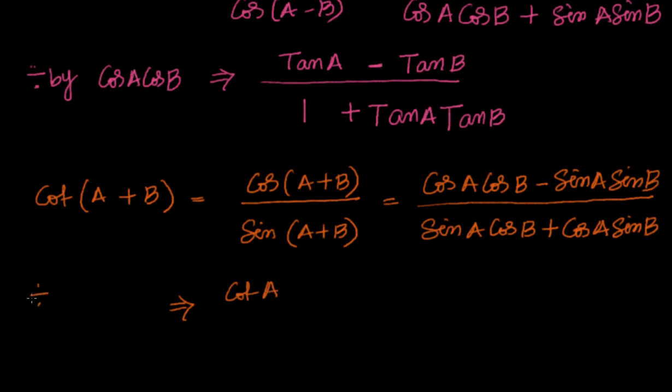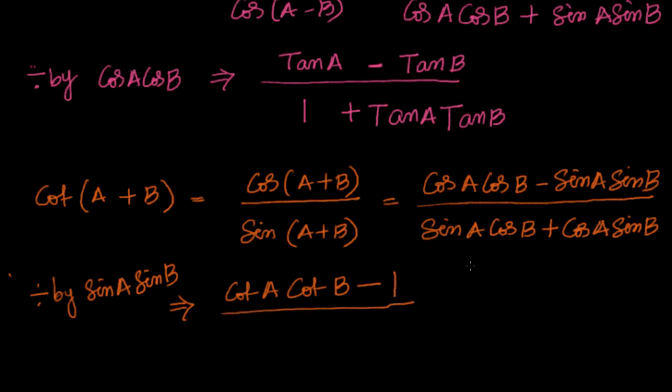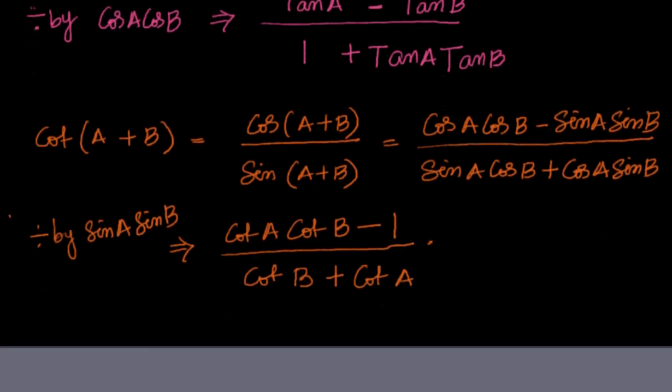Dividing by sin a sin b, this becomes cot a cot b minus sin a sin b by sin a sin b, which is 1. Sin a cos b by sin a sin b: sin a cancels out, cos b by sin b is cot b. Plus, similarly, cos a sin b by sin a sin b: sin b cancels, you will have cot a. So this is nothing but equal to cot a cot b minus 1 by cot b plus cot a.